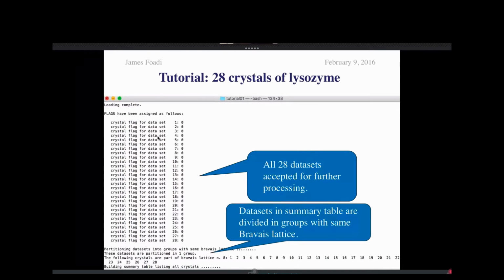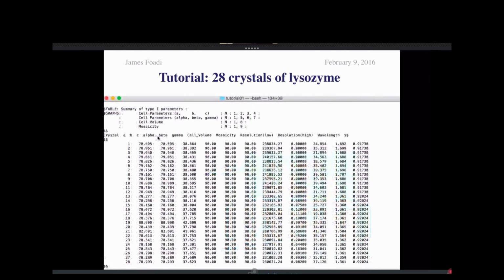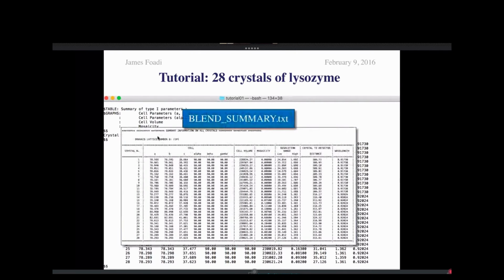Next, data are partitioned in groups with the same Bravais lattice for display purposes. In fact, cluster analysis will be carried out on all input datasets, irrespective of their initial lattice. Next, cell parameters, volume, mosaicity, nominal resolution, distance to detector, and wavelength are displayed in a summary table. The same table is saved as a blendsummary.txt file for later reference.